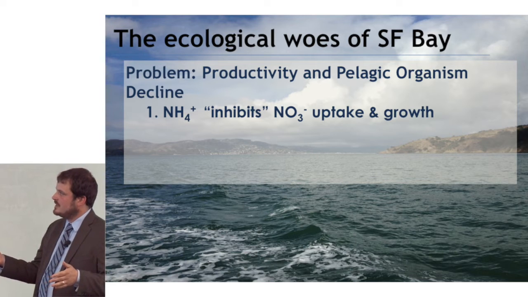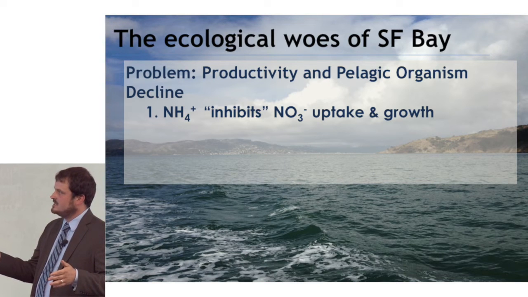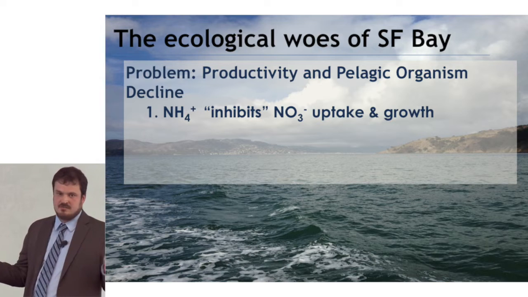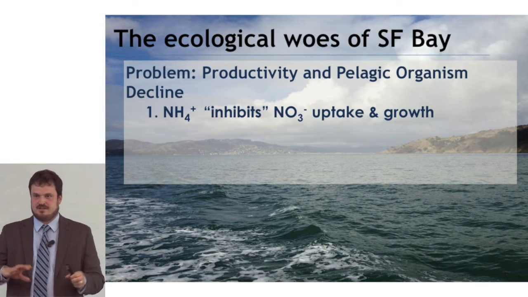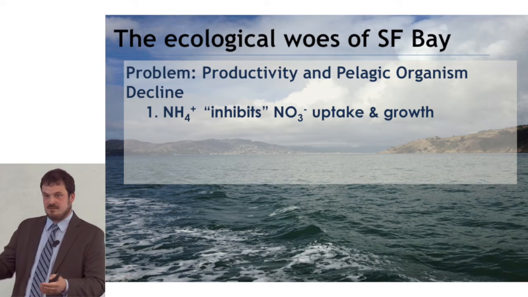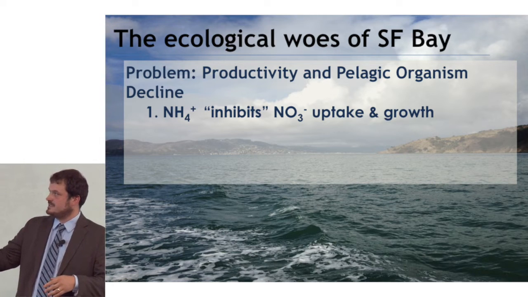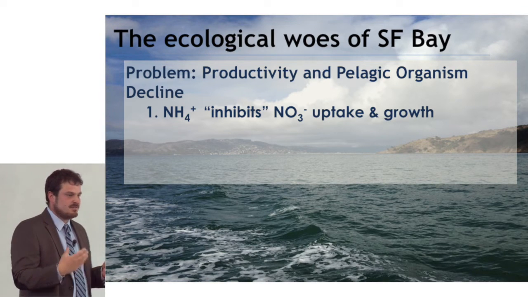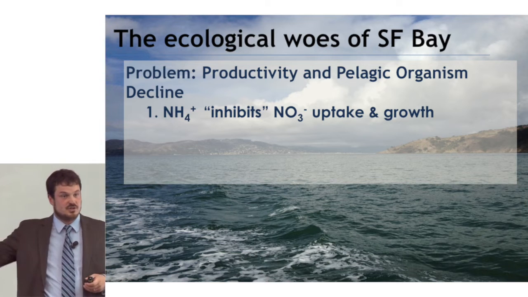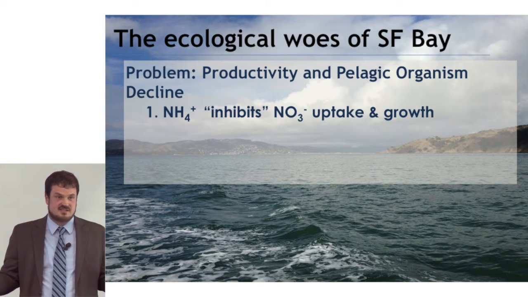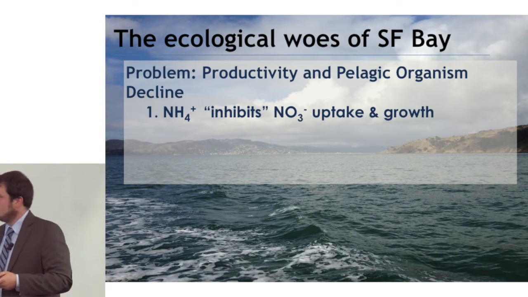And the reason why we would think that ammonium would actually inhibit nitrate uptake is that it's already in a reduced chemical state. So think, if you've ever taken a course where you learned about redox chemistry, this is oxidized and this is reduced. And so phytoplankton don't have to go through this extra step of reducing the nitrate. So it's advantageous to them energetically to just take up ammonium.